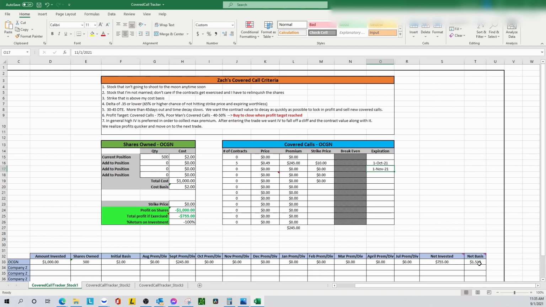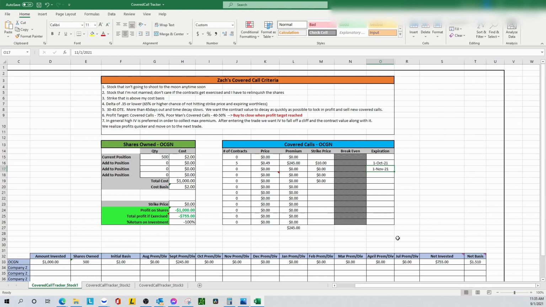So I was into those 500 shares about $1,000. I've collected over $2,000 in covered call premiums, and so it doesn't cost me anything to hold on to those shares, and I can afford to be a little conservative or aggressive if I wanted to. Just depends on what your strategy is.